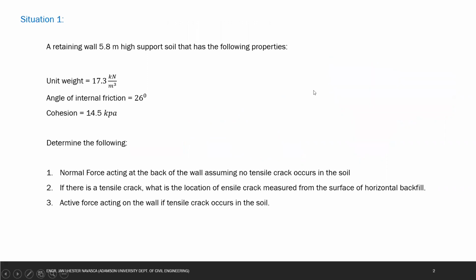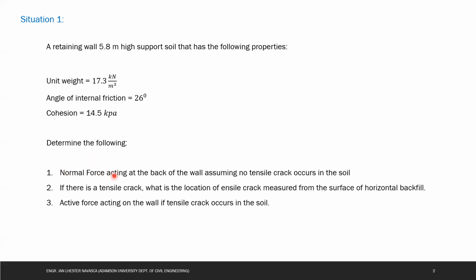So situation 1, a retaining wall with 5.8 meter high supports soil that has the following properties. The unit weight of our soil is 17.3 kilonewton per cubic meter, an angle of internal friction of 26 degrees, and a cohesion value of 14.5 kPa. Now determine the following.